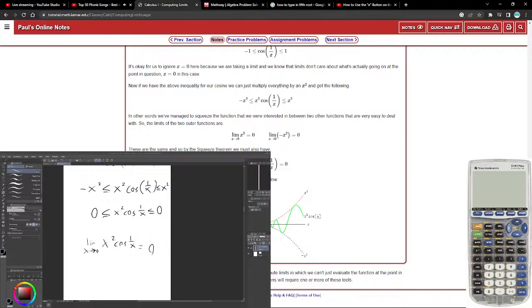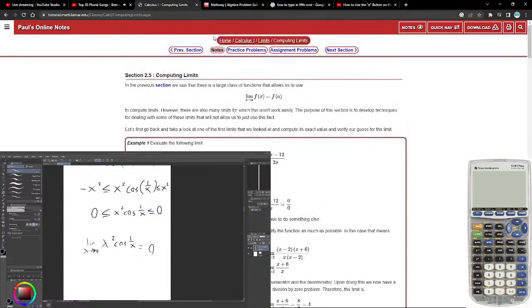In this section we've seen several tools we can use to help us compute limits, in which we can't just evaluate the function at the point in question. So we'll see many of the limits that we'll be doing in later sections require one or more of these tools. It's the next section.